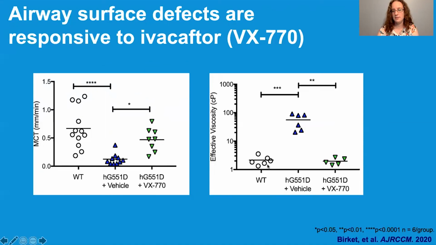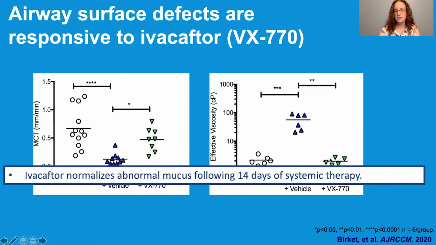Additionally, the effective viscosity of the mucus in the G551D trachea was much higher compared to the wild type, as expected with the CF phenotype. With the addition of VX-770, the viscosity dropped back down to wild type levels. So the ivacaftor was able to normalize the abnormal mucus following 14 days of systemic therapy.